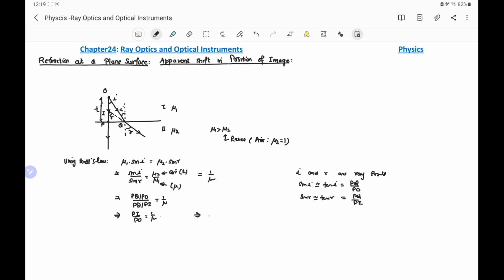Therefore, the distance of the image from the point P is 1 by mu of PO, or we can write that mu equals PO by PI. PO is the distance of the object, so it is the real depth, and PI is the distance of the image from the point P, so it is the apparent depth.